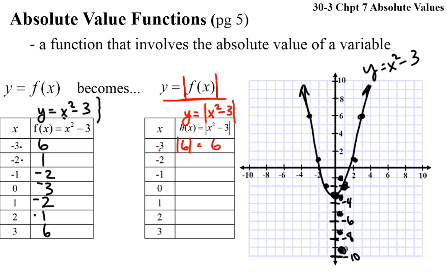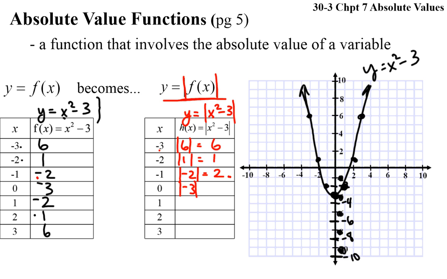Negative 2, 4 minus 3 is 1. We want the absolute of 1, which is still a 1. Negative 1 becomes a negative 2. We want the absolute of negative 2 for this graph. So all of a sudden, my negative 1, instead of being negative 2, negative 1 is paired with the 2.